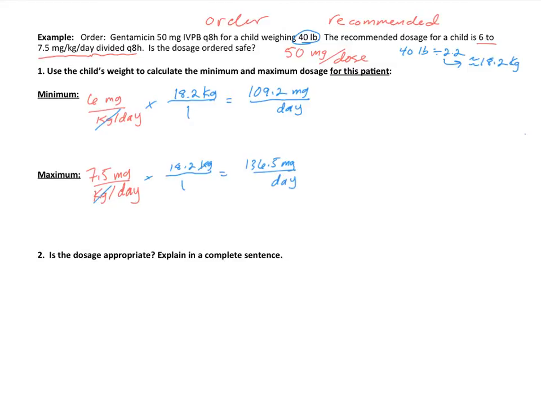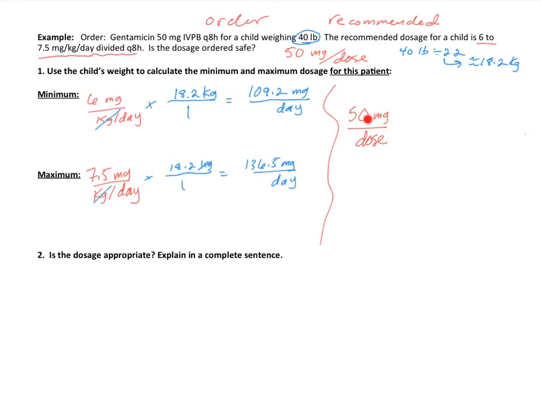The question we ask ourselves next, is this appropriate? Explain in a complete sentence. Well, if you were to look at it right now and say, no, I don't think so, because 50 is not in between here, that would be incorrect. The reason why is because the 50 is milligrams per dose. This is the total amount of milligrams per day. So what we need to do is take the 50 milligrams per dose and make sure that it is comparable to the recommended amount, that it is milligrams per day.